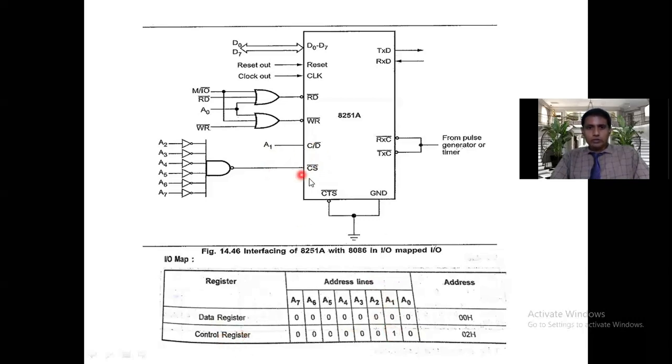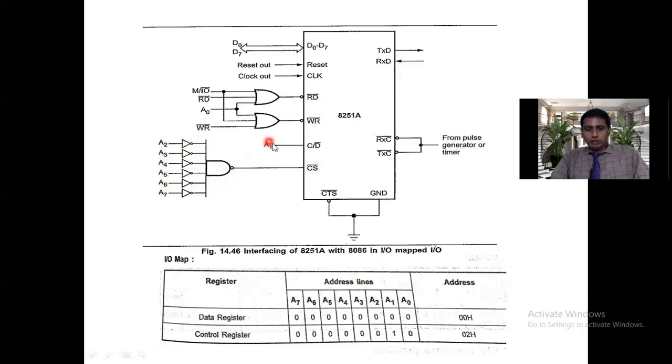Similarly, CS bar, in which way we are activating the CS bar signal. Here, let us see, CS bar is connected as the output of a NAND gate. So here A2 to A7 address lines are connected to NOT gates, and the outputs of the NOT gates are connected to the NAND gate. For example, A2 to A7 all are zeros. Then because of NOT, all become ones. Because of NAND, if all inputs of the NAND are ones, then the output becomes 0. 0 given to CS bar, then it will activate. So for activating CS bar, A2 to A7 must be all zeros.